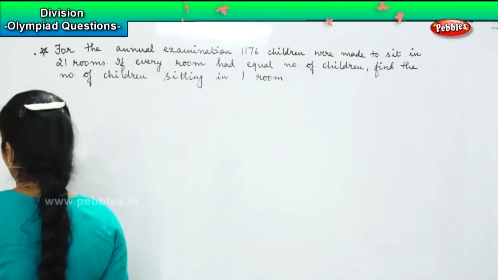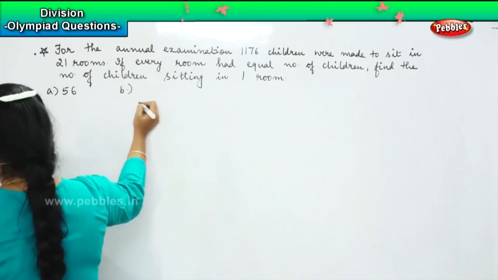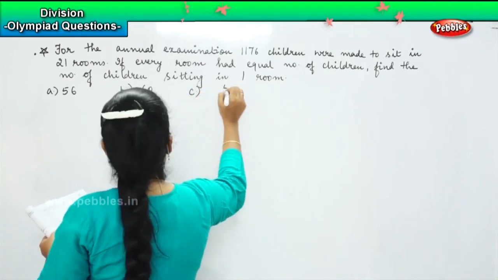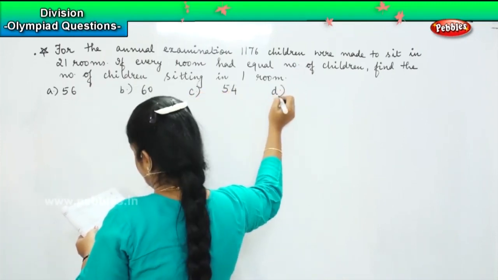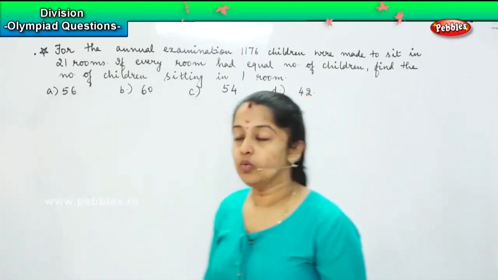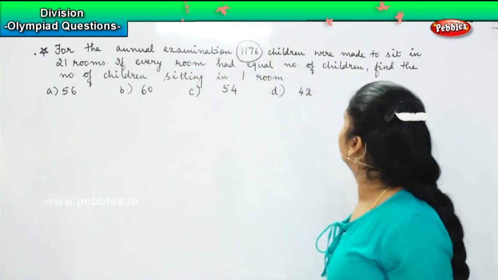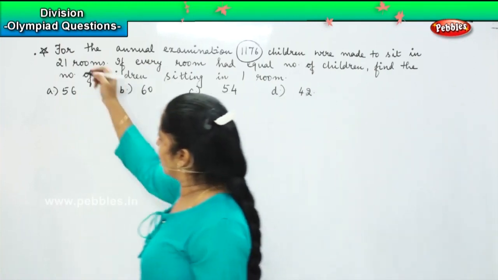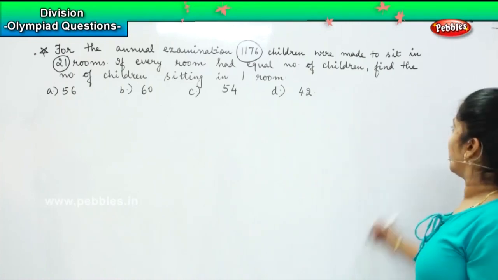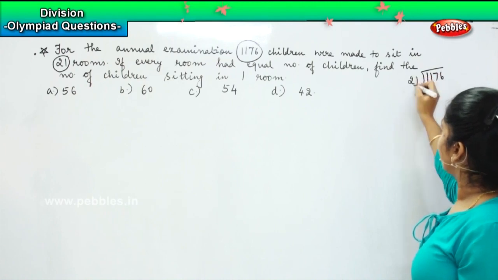Okay, and the options are A 56, B 60, C 54, and D 42. Okay, so now in an examination hall, 1,176 children were made to sit in 21 rooms. So we have to find out how many children were sitting in a single room. Okay, so 1176 divided by 21.